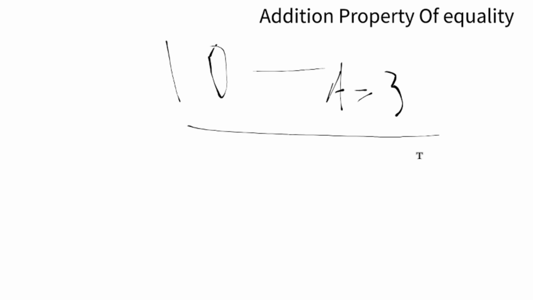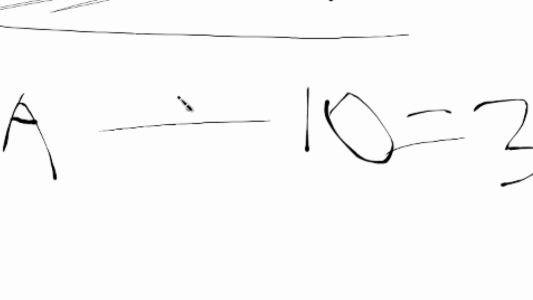If you need more time, feel free to pause the video, but right now we're going to go over the answer. So you have to do 10 minus something equals 3. What do we have to do? The inverse operation of subtraction is addition, and so that means we're using the addition property of equality, right?